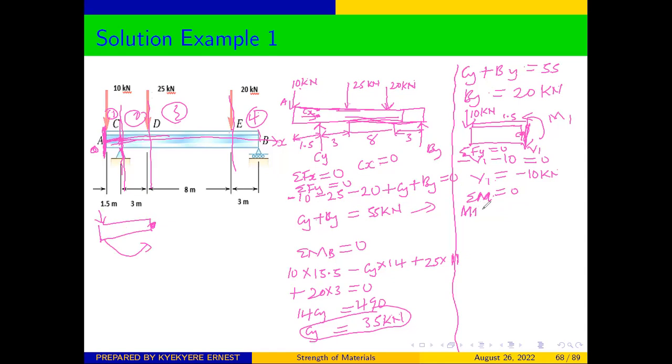We are going to get M1 plus this 10, which we are saying times the perpendicular distance to get the moment. So times the perpendicular distance from A to C, which is 1.5, is equal to 0. And when you do the math, you find out that M1 should be equal to negative 15 kilonewtons.